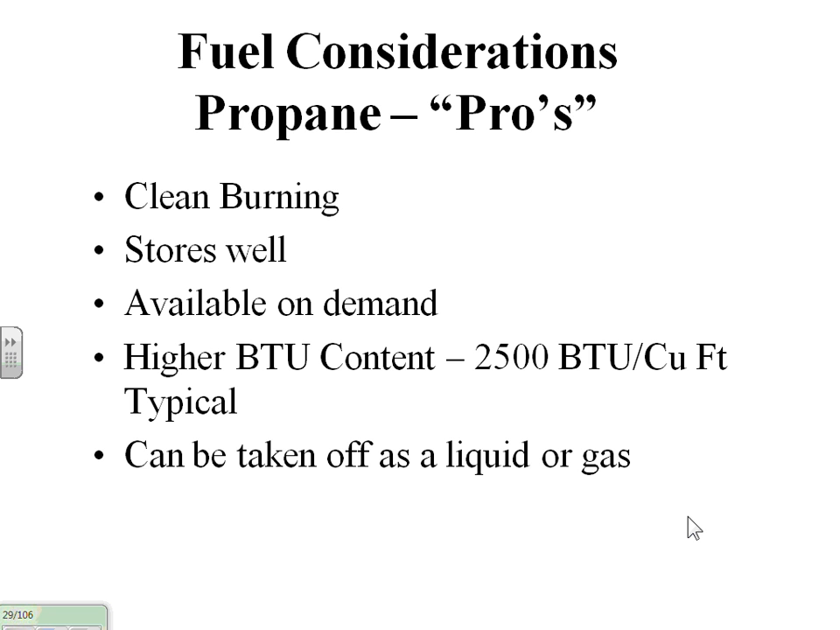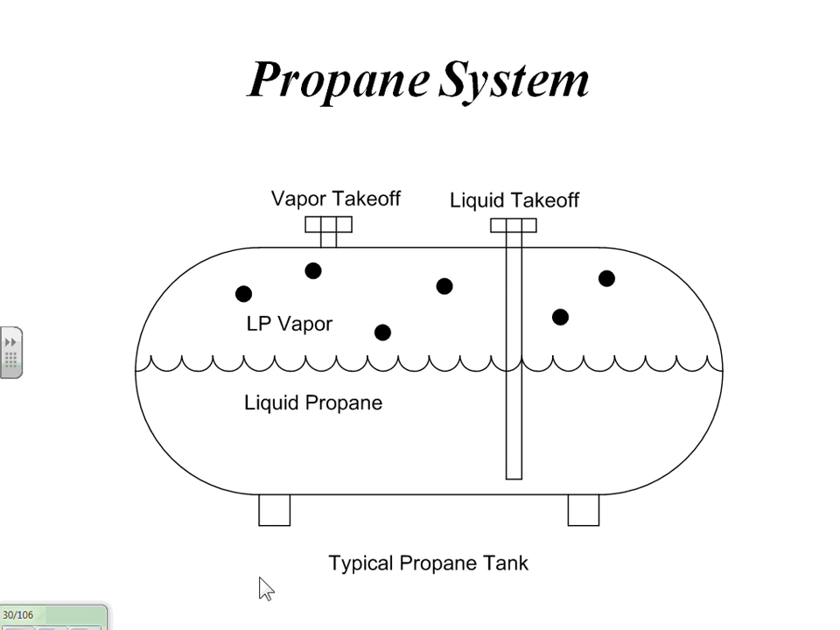Propane. Again, on the positive side, it's a clean burning fuel, very clean. It stores well, typically in the big propane tanks outside. It's available on demand. It's got a higher BTU content than natural gas. It's 2.5 times more energy in a cubic foot of that fuel, typically 2,500 BTU. And it can be taken off as a liquid or a gas.